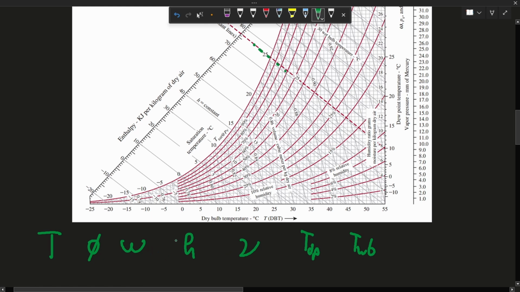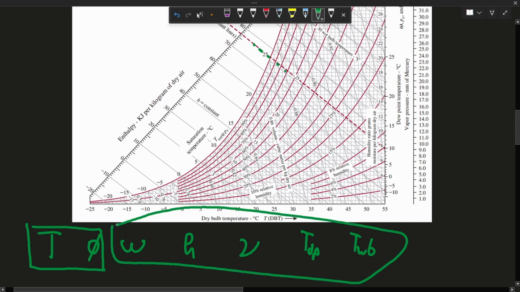Anyways, what I'm saying is basically you have 1, 2, 3, 4, 5, 6, 7 values possible. If you have any two of those with the psychrometric chart, you could find all of them. So for a lot of questions, you're just going to find two, and with these two, you can find everything else. And that's it. That's your psychrometric chart.